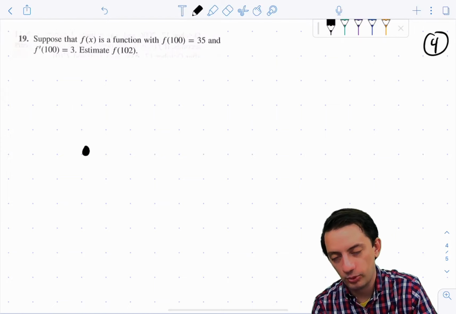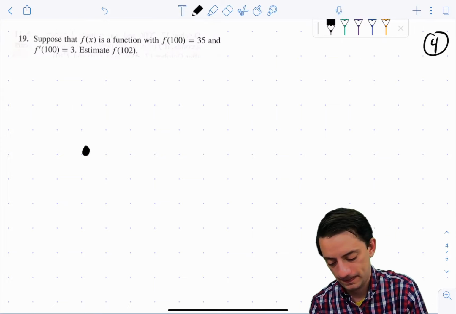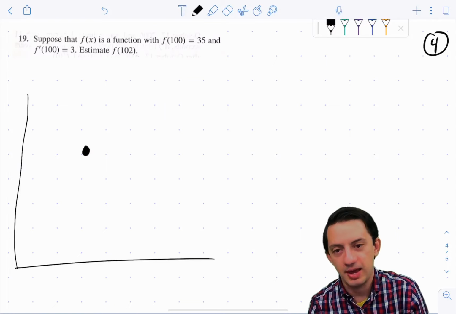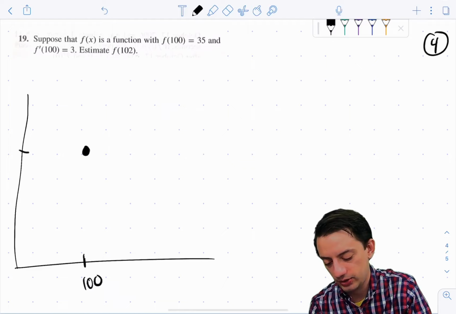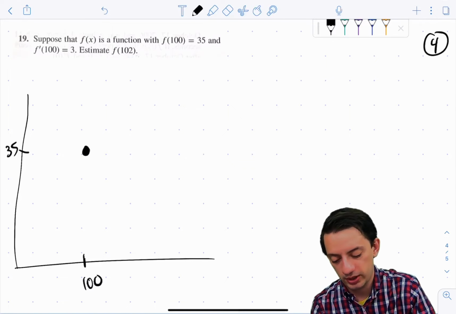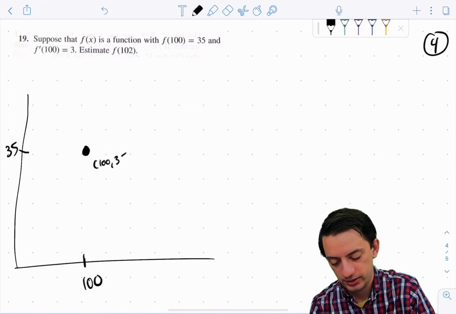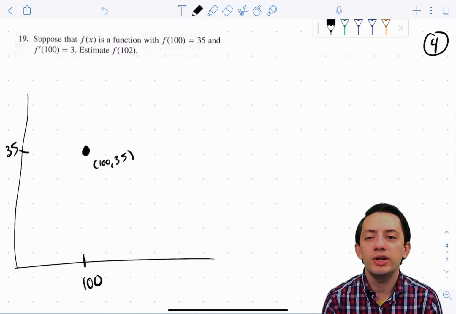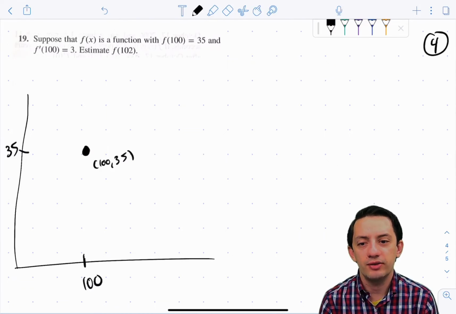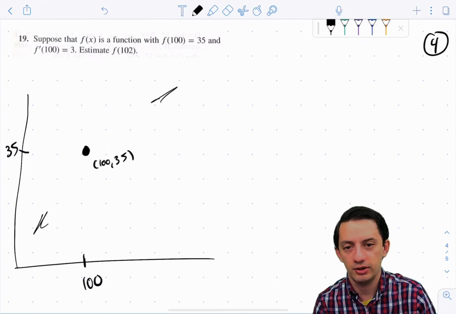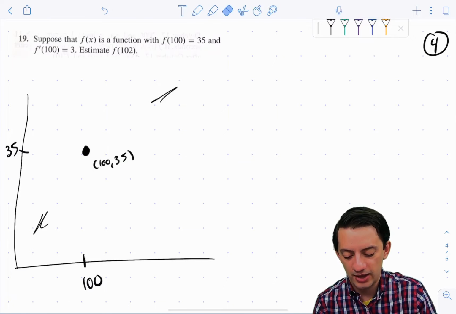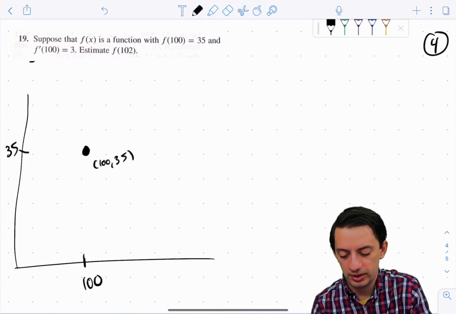We know that we have some point on the function. Let's pretend that we've got some axes here. This is at an x value of 100 and a y value of 35. So this is the point, 100, comma, 35. What we know is that the derivative of this curve, we don't know the curve, we don't know what it does here or here, but we know that its derivative at this point is 3.